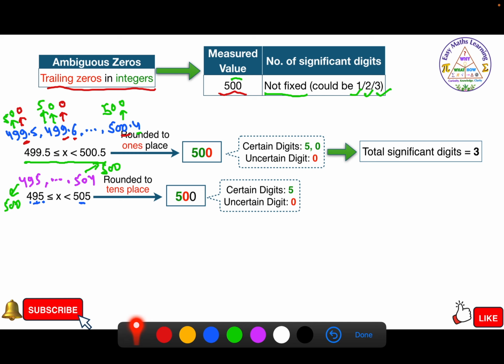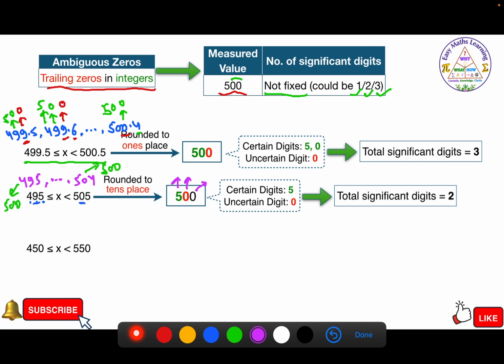So in this case, the certain digit is only 5 and the uncertain digit is this 0. So total significant digits we are getting here is 2. And this digit is the placeholder only. This is the uncertain digit. This is the certain digit. So total significant digits 2.